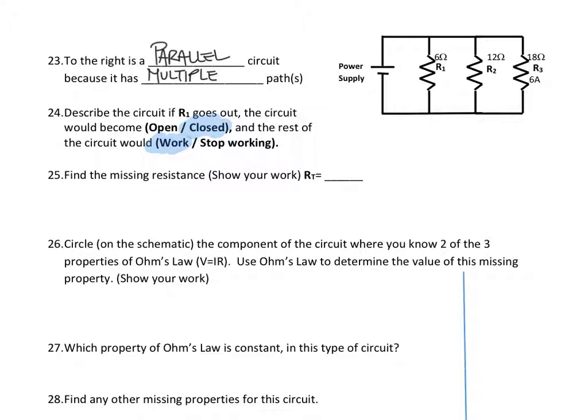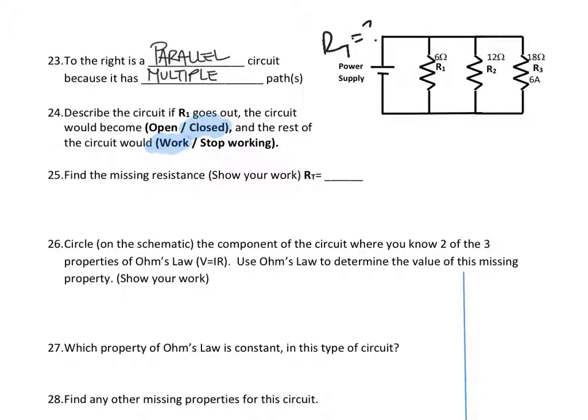And at 25, I want to find the missing resistance. So I'm looking here and I see that I know the resistance of R1. I know the resistance of R2. I know the resistance of R3, sorry. I want to figure out the total resistance. So what is the total resistance here? How do I find total resistance in a parallel circuit?